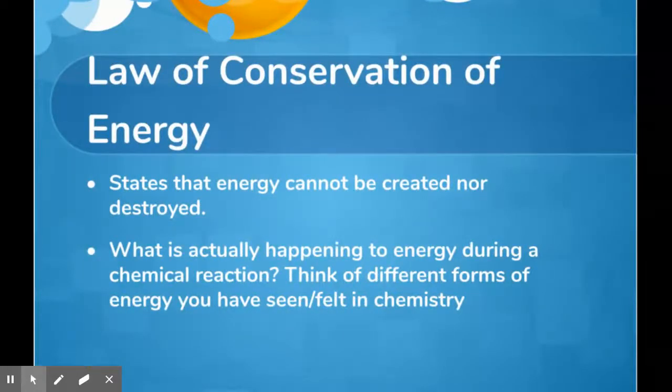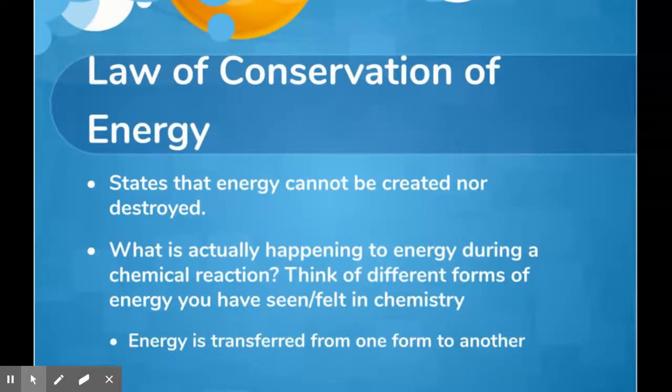So the law of conservation of energy should sound very familiar. It is very much related to the law of conservation of mass. So much like mass, the law of conservation of energy states that energy cannot be created or destroyed. So we want to think about what's actually happening during a chemical reaction. Think of the different forms of energy that you have seen or felt in chemistry. So what's really happening during a chemical reaction is energy is transferred from one form to another.